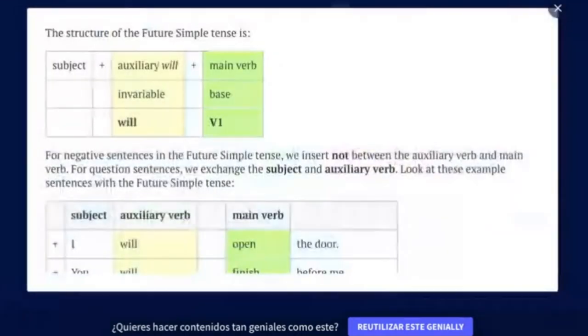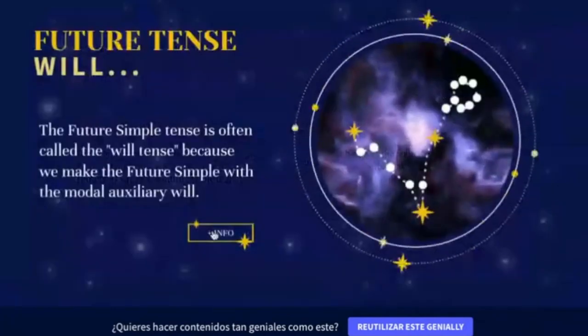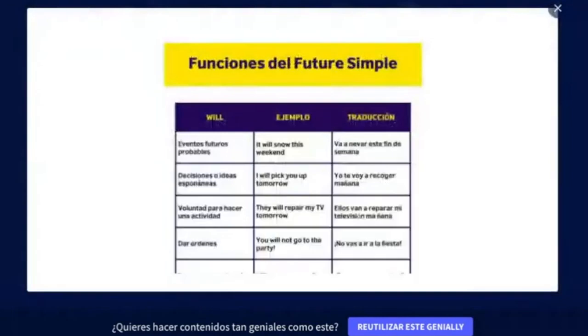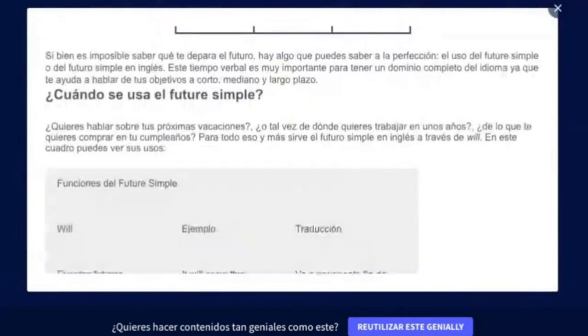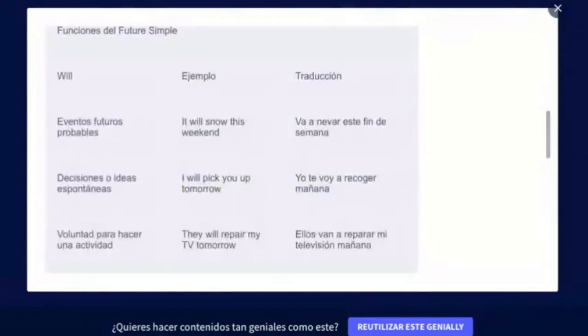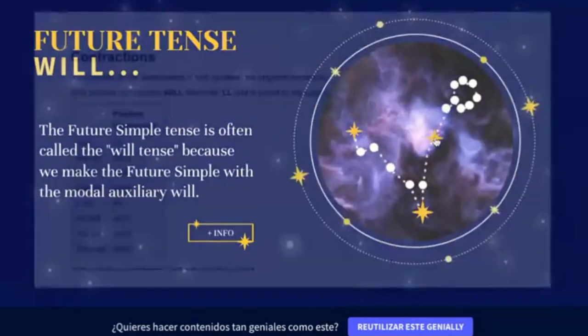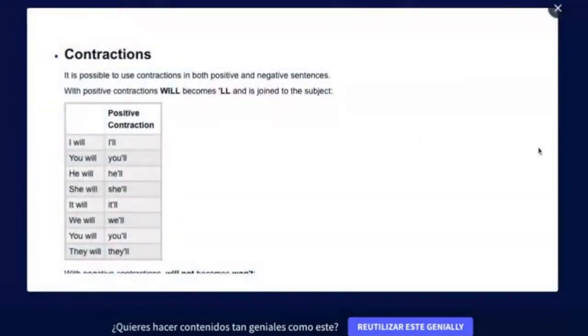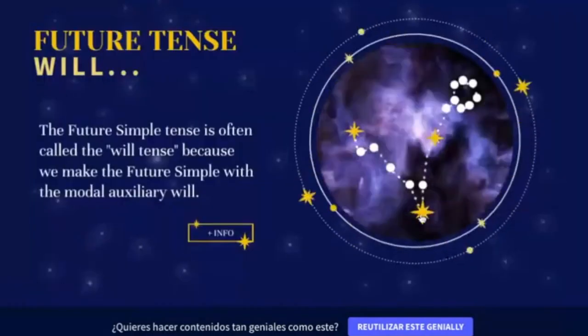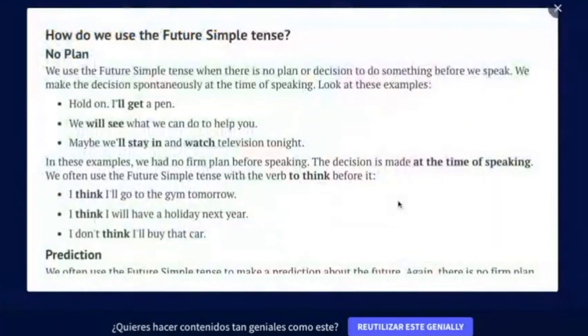So, the structure of the future simple tense is, no, but before this, I need to check the usage. Here is only in Spanish. I thought I placed this in English too. Where is it? Yes, in here. How do we use the future simple tense, or future with will, or will tense?